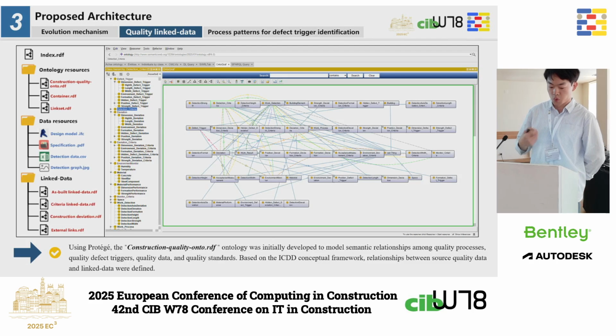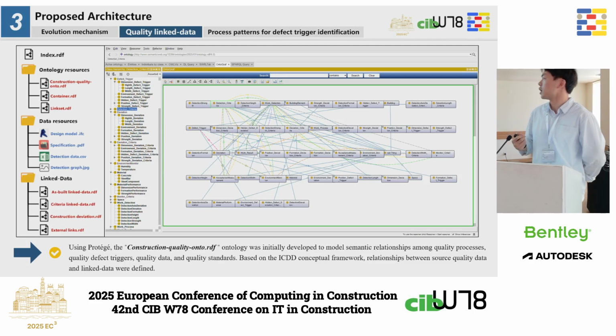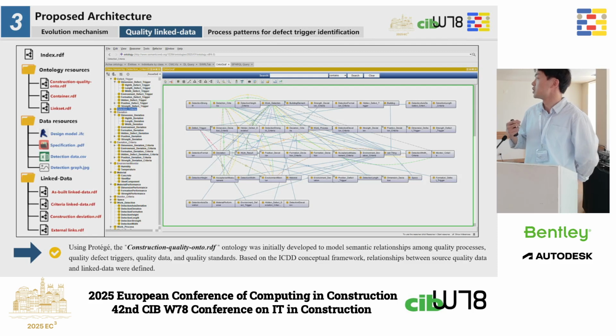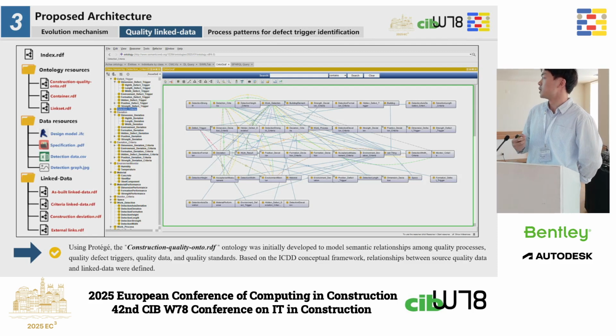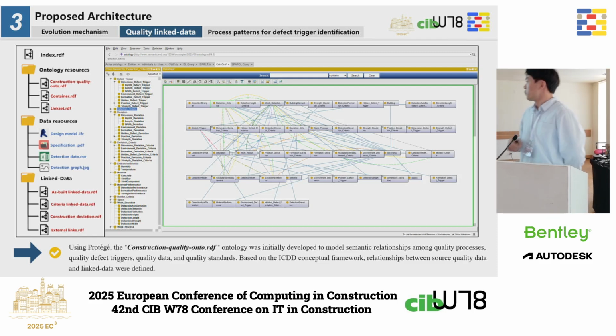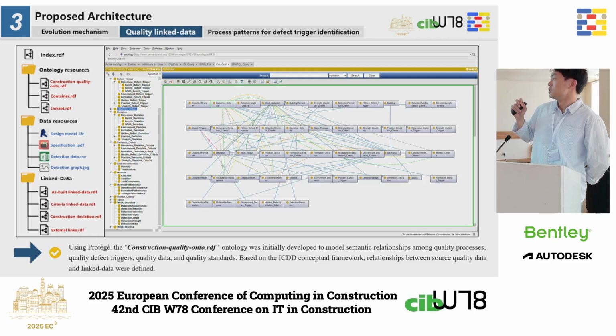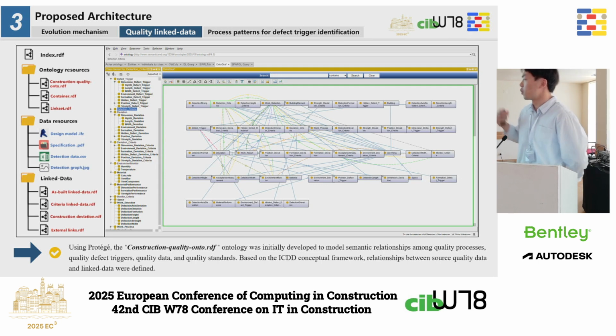Then use Protege. The construction quality ontology was initially developed to model semantic relationships among quality processes, quality defect trigger, and quality data and quality standards. Based on the ICDD conceptual framework, relationships between source quality data and the linked data, the as-built data and the criteria data were defined.